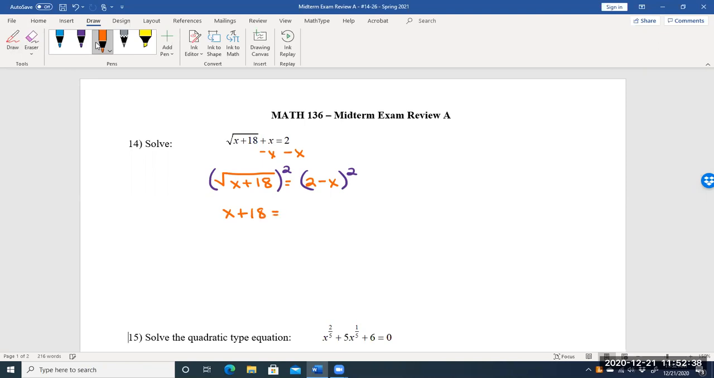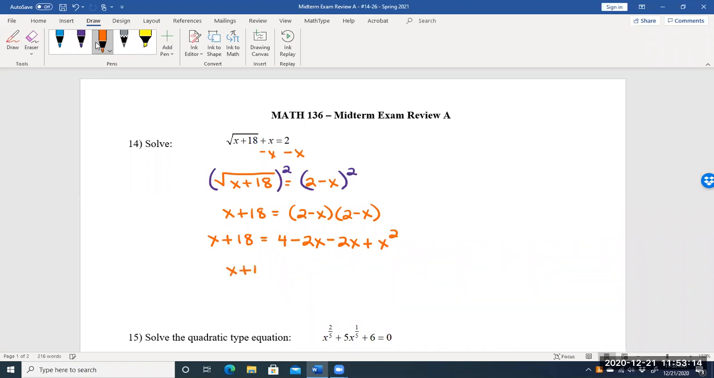When you square the binomial 2 minus x, we do need to write it twice and FOIL. So squaring a binomial, we can't just square the terms inside. We need to write it twice and FOIL. When we FOIL, 2 times 2 is 4. 2 times negative x is negative 2x. Negative x times 2 is negative 2x. And a negative x times a negative x would be a positive x squared.